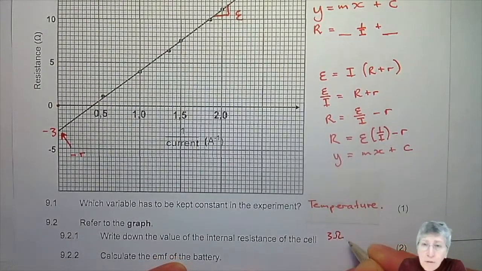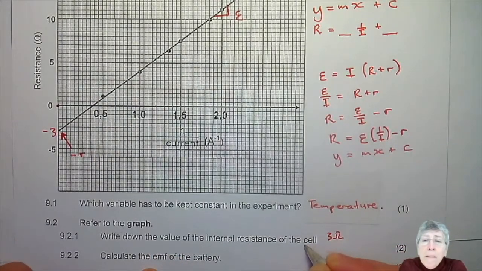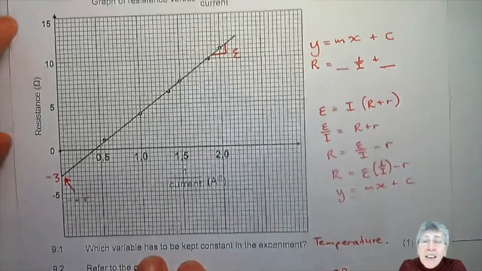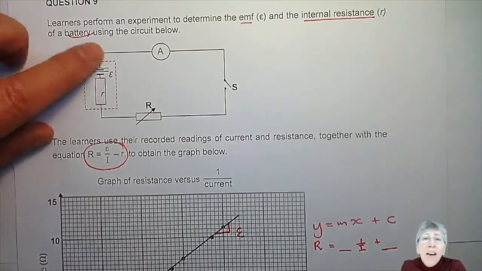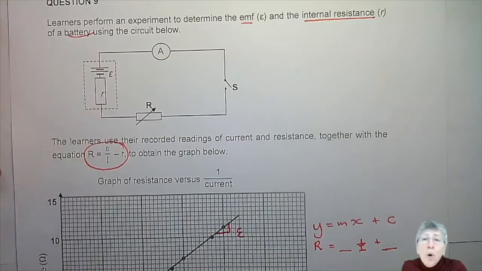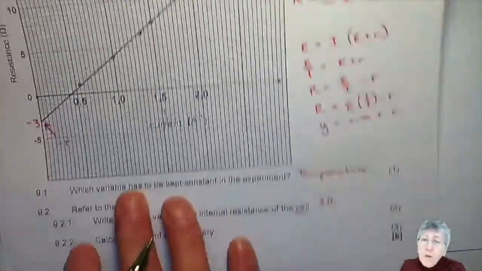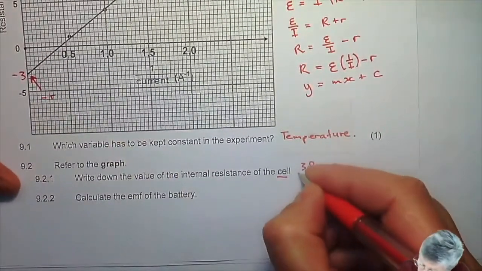So that tells me that the internal resistance is going to be 3 ohm, but I have to be careful. What they're asking about is the cell, and what I've actually worked with is the whole battery. So that 3 ohm is actually for the whole battery.